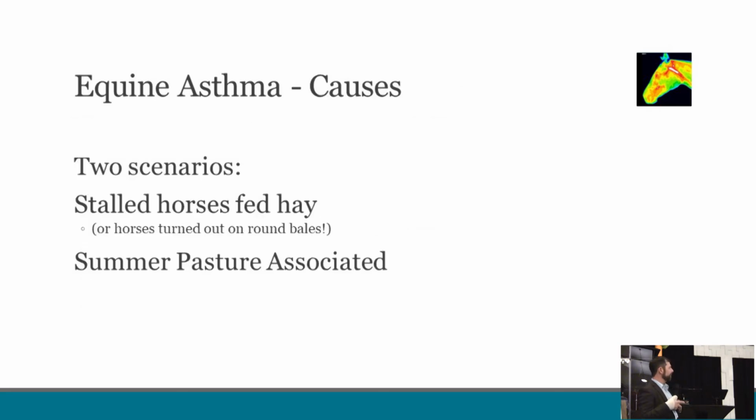So the primary scenarios where these conditions develop have been linked to stalled horses that are fed hay, and I would add to that, in our area, also horses that are turned out on round bales seem to be very, very prone to this condition. There's also another scenario which is summer pasture associated, and those are horses that are really reacting to pollens and dusts and other things that are out there when they're turned out on pasture.